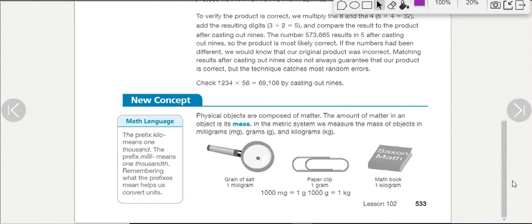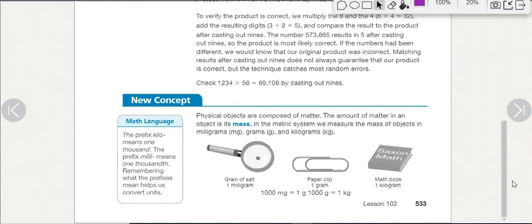Physical objects are composed of matter. The amount of matter in an object is what we call its mass. Very important term, especially for science. In the metric system, we measure the mass of objects with things like mg, milligrams, g, grams, and kg, kilograms. Okay, so it gives you examples of how much mass you'd expect from each of these, about 1 milligram versus 1 gram versus 1 kilogram.